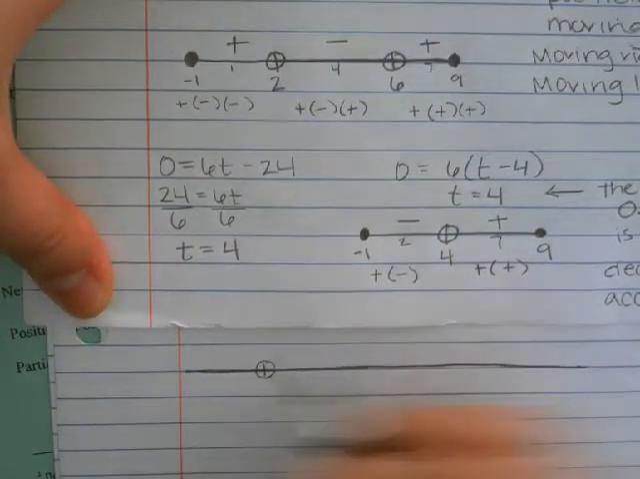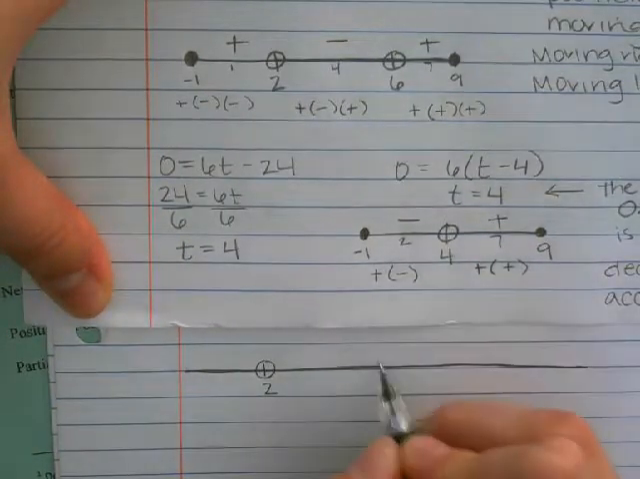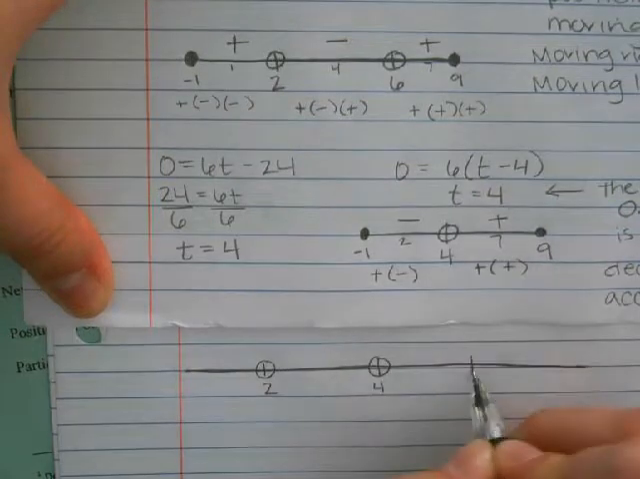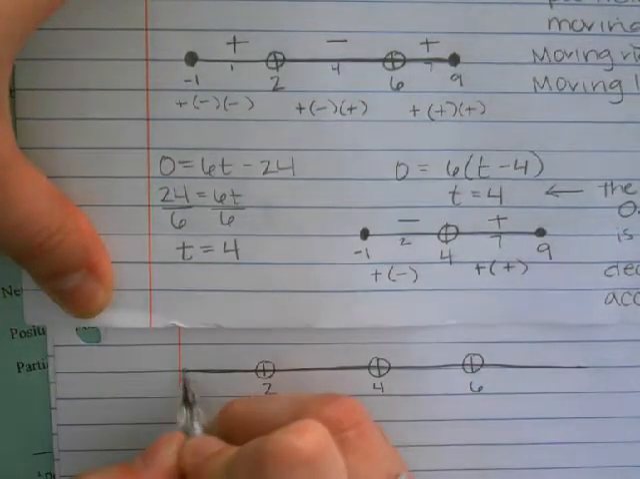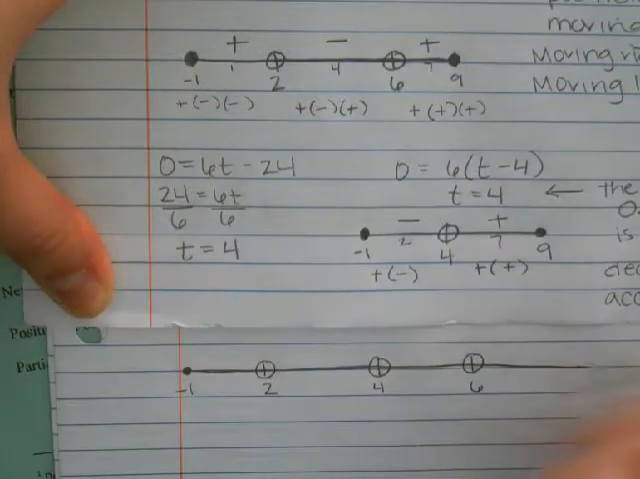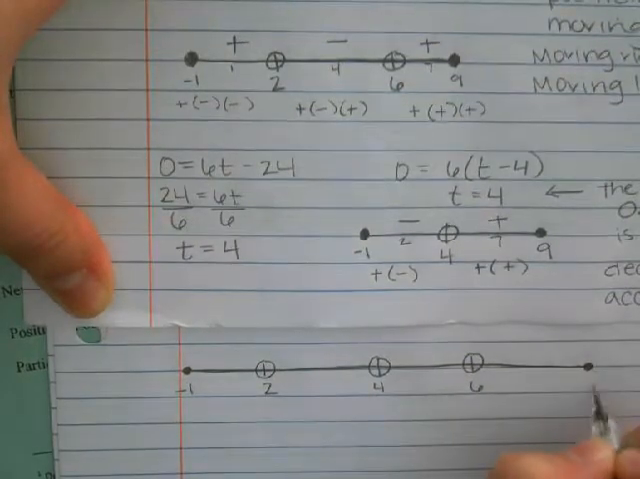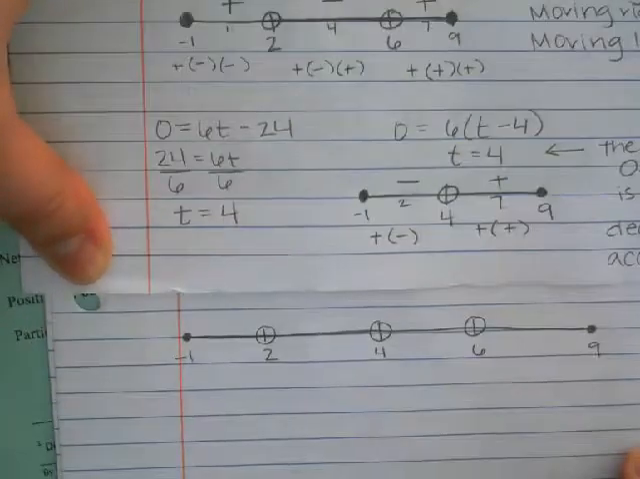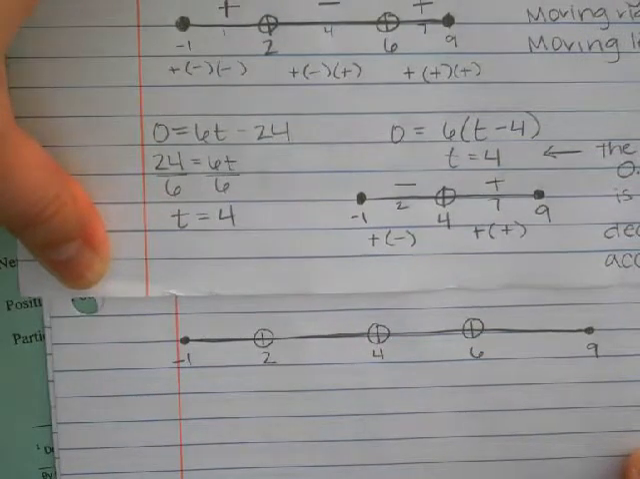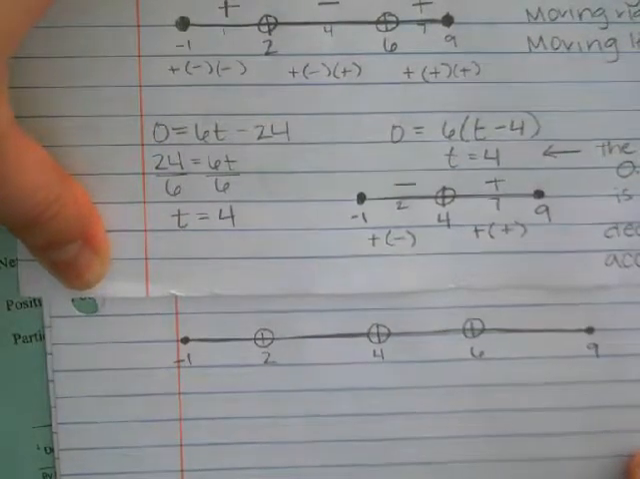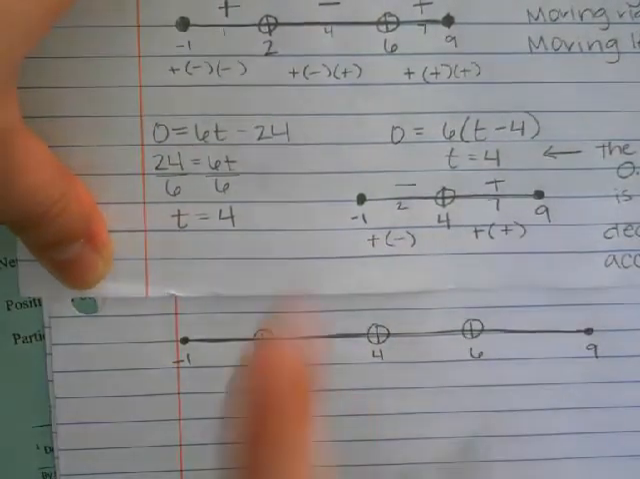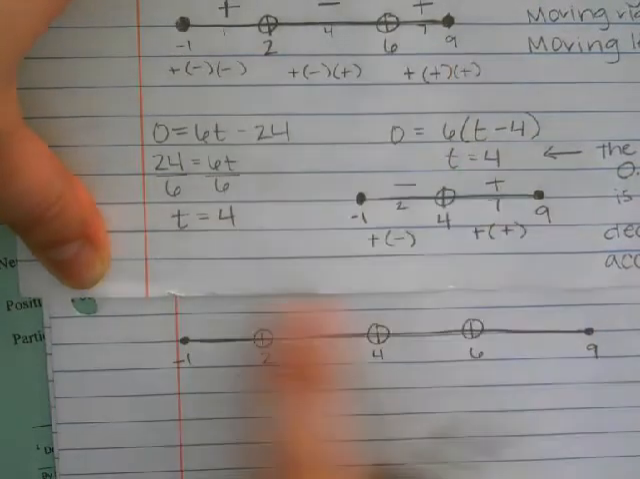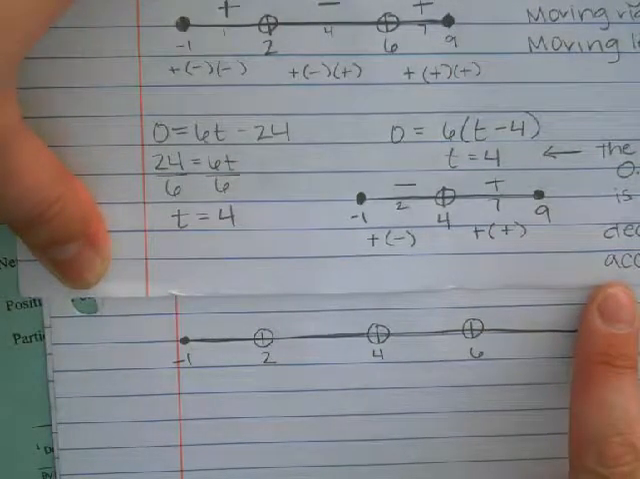So I've got 2 and 4 and 6, and it starts at -1 and it ends at 9. I'm combining both of them together. So what I'm going to do is take the symbols from the velocity and put those symbols on top of my number line.